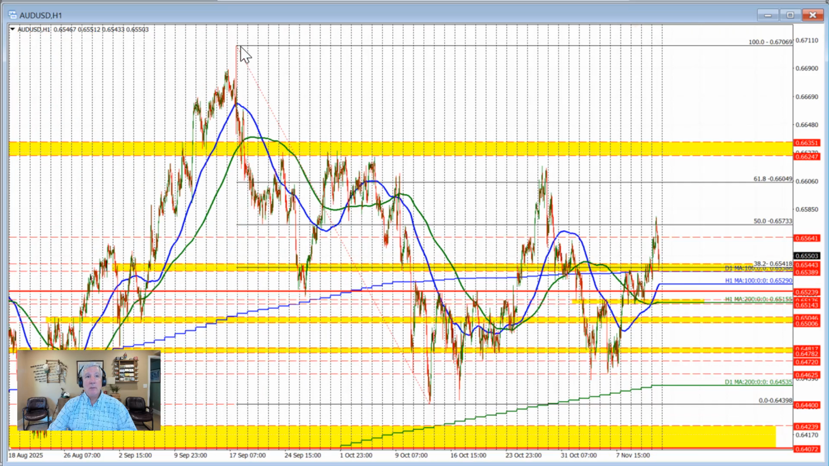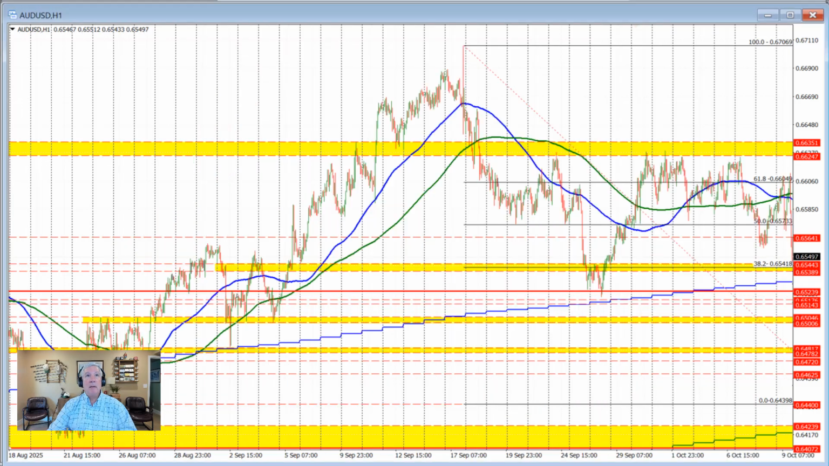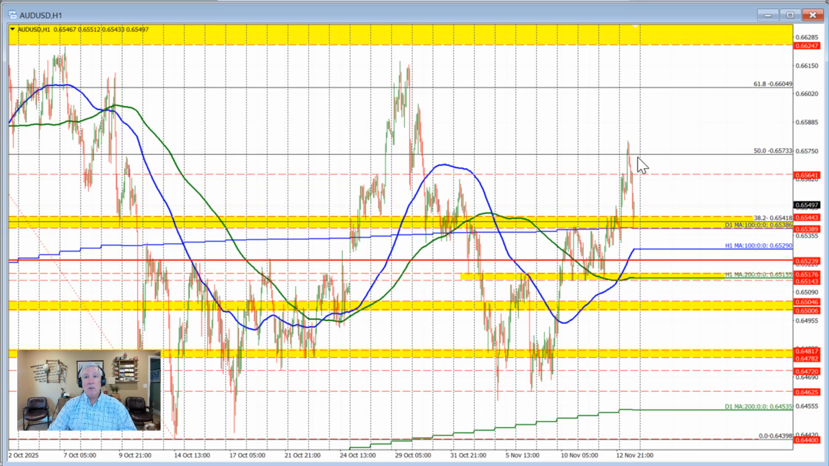That 50% midpoint is of this move down from the high price going back to September to the low price that we saw in October. 50% comes in at 0.6573. We did move above it back here, but could not sustain the momentum when we fell back below it. Right here, we saw the increased momentum to the downside, never to return back to it again until today, where the price moved above that level, but could not sustain the momentum and started its move back to the downside.